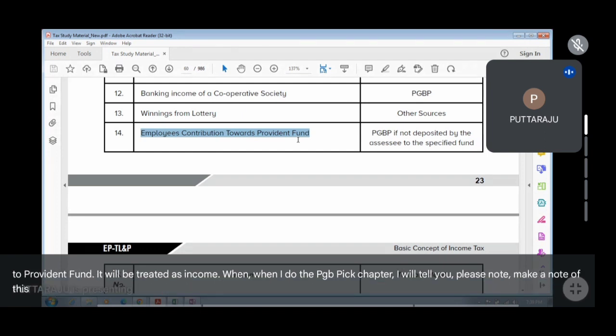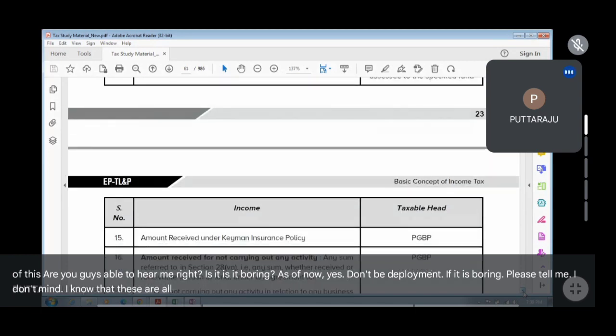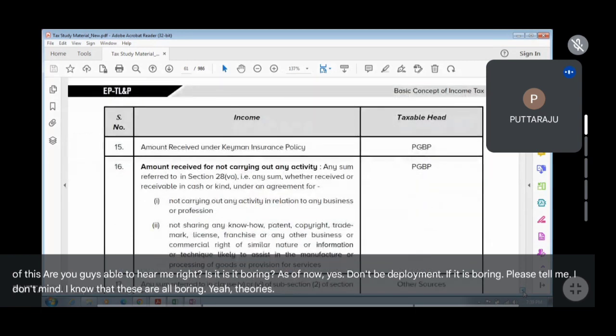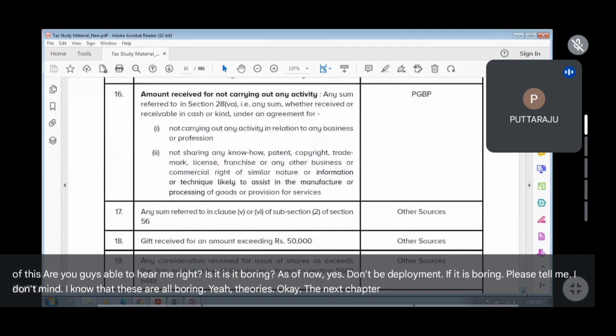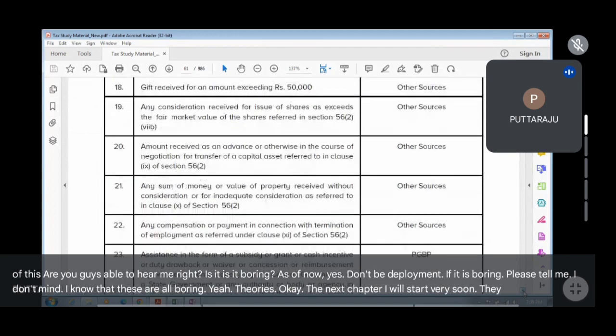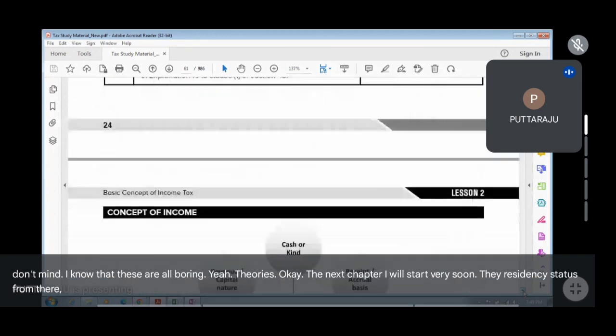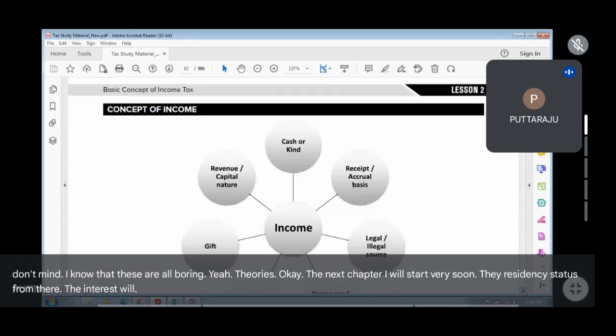Are you guys able to hear me right? Yes, sir. Is it boring? As of now, no, sir. Don't be diplomatic. If it is boring, please tell me. I don't mind. I know that these are all boring theories. The next chapter I will start very soon. The residency status. From there, the interest may come.